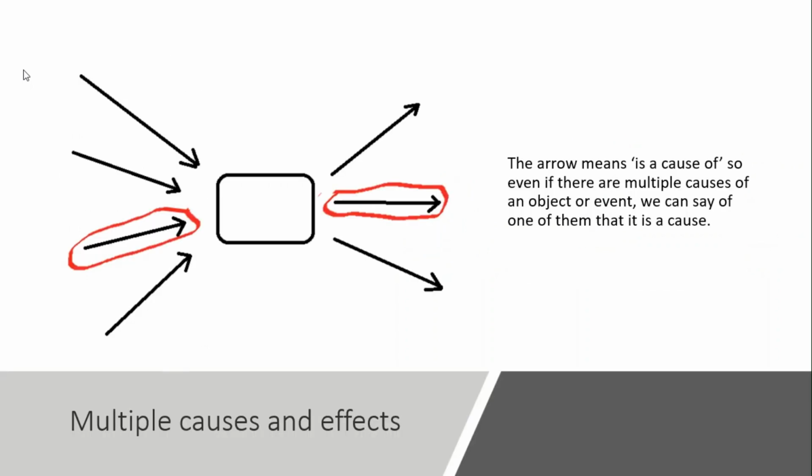By the way, our arrow means "is a cause of." So even if there are multiple causes of some object or some event, we say that one of them is a cause. So when I say that A causes B, I just mean A is one of possibly many causes of B. Of course, if A is a cause of B and B is a cause of C, that guarantees by transitivity that A is a cause of C. But A isn't the only cause of C. At the very least, B is another cause of C.